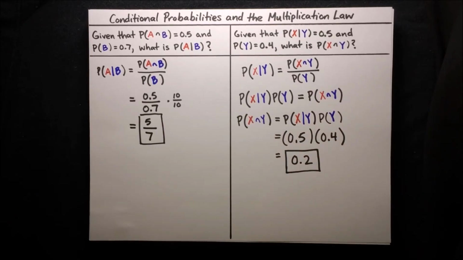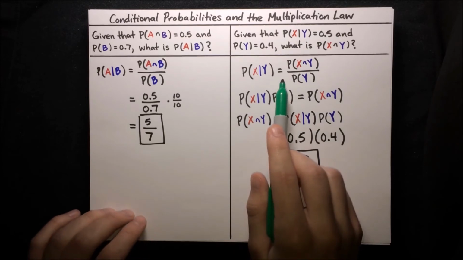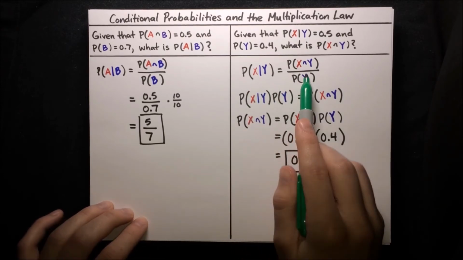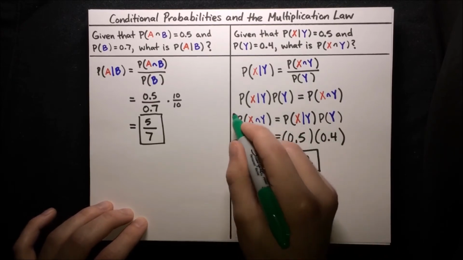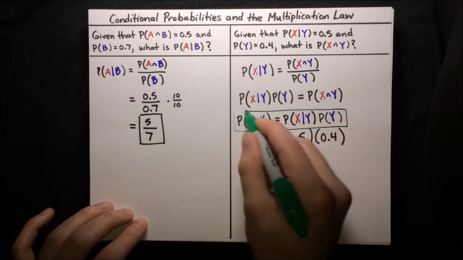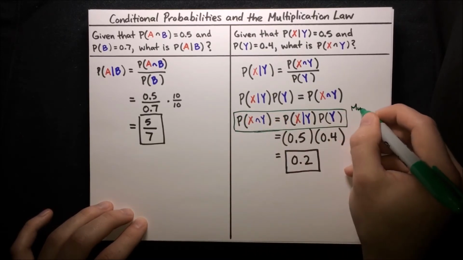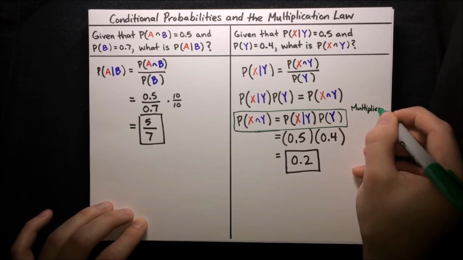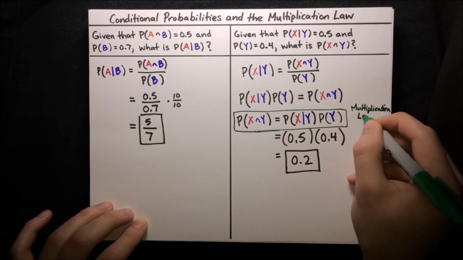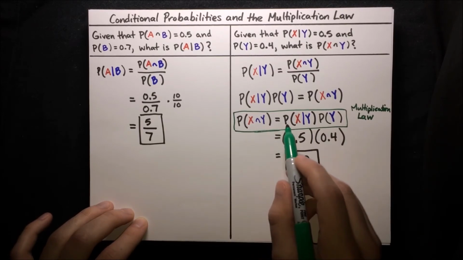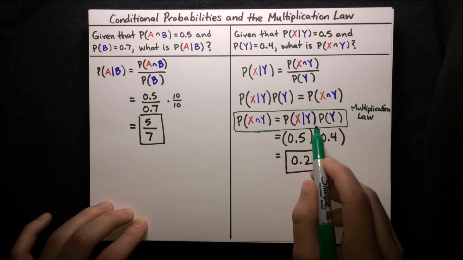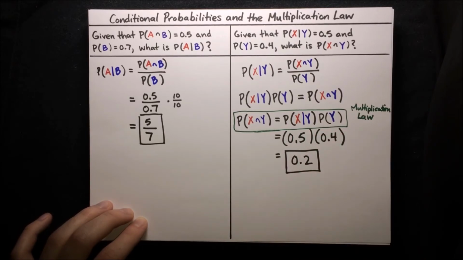Now before we go on, let's highlight one thing. What we started with here was the formula for conditional probability, but we were able to rearrange that into another kind of slick equation here. This equation here is known as the multiplication law, because it tells us that the probability of X and Y is equal to the probability of X given Y multiplied by the probability of Y. Keep this multiplication law in mind so that we can just begin with it in the future instead of having to rederive it every single time.